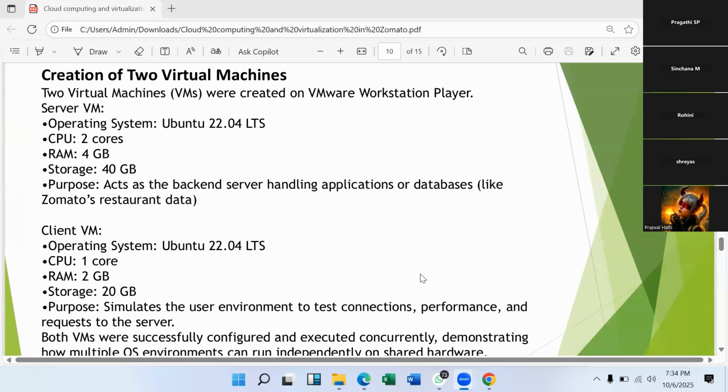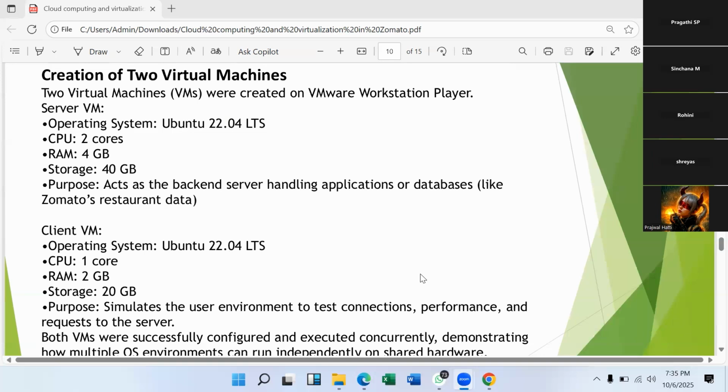Creation of two virtual machines. Two virtual machines are created on the VMware Workstation Player. Server VM: operating system Ubuntu 22.04 LTS, CPU 2 cores, RAM 4 GB, storage 40 GB. Purpose: act as the backend server handling the application or databases like Zomato's restaurant data.